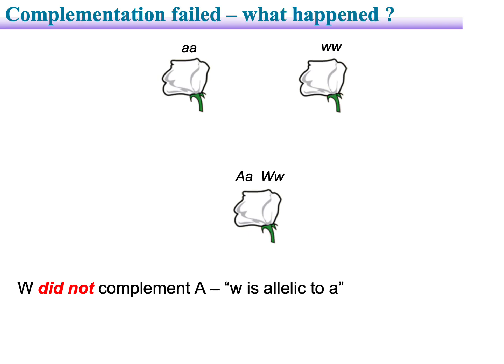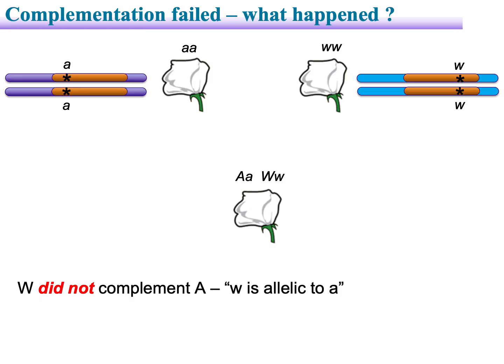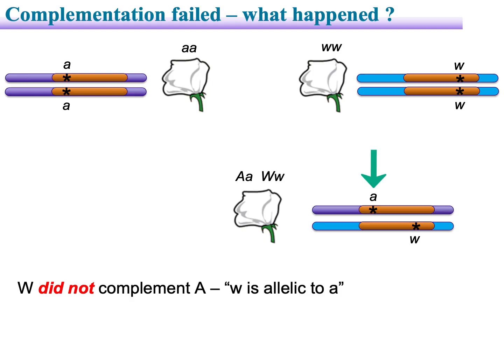When mutations do not complement, what usually happens is that line A carries a mutation in the FC gene and line W carries a different mutation of the same gene. When crossed, the progeny inherits one chromosome with a mutant A allele and another chromosome with a mutant W allele. Neither mutation is present in two copies, but both copies affect the same FC gene and make it not functional, so the flowers remain white. In this case, we say W is allelic to A. They're different mutant alleles of the same gene.